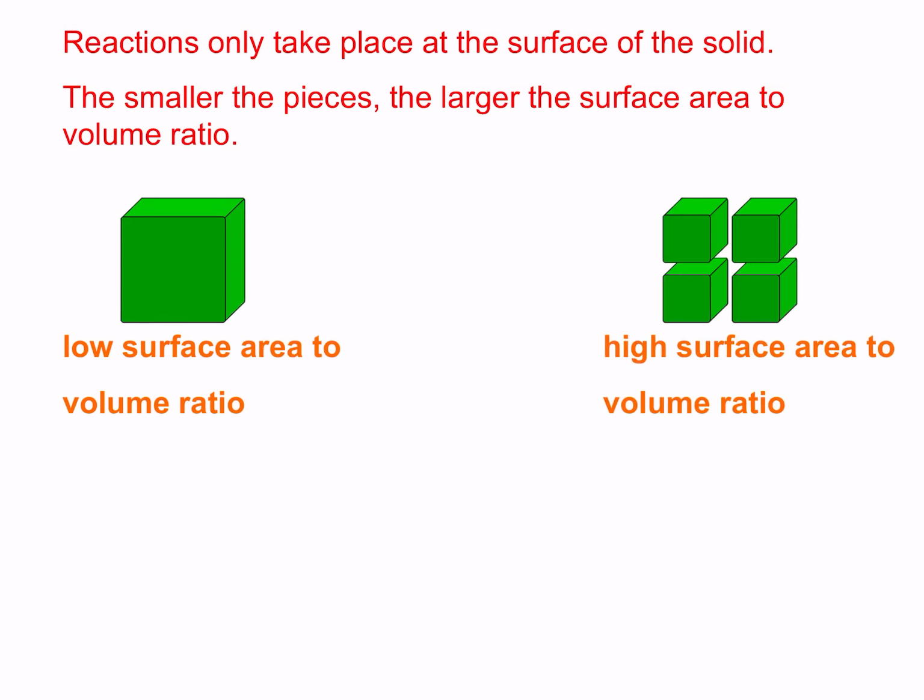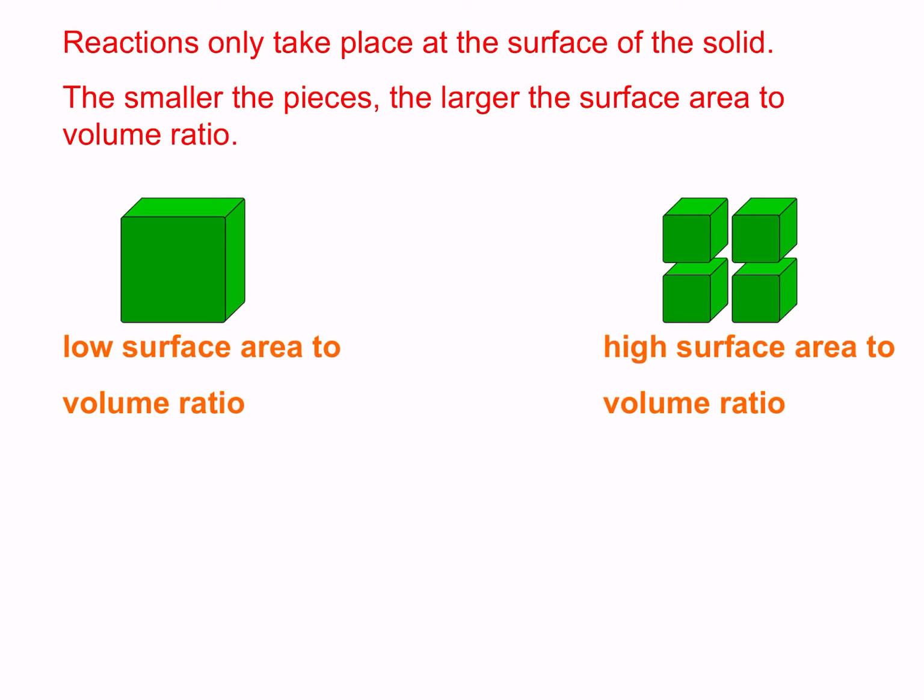Now these two diagrams, you can simplify them if you want, but I think they're good diagrams to draw. On the left, we've got one large cube. It's got a low surface area to volume ratio. On the right, we've got the same cube, but we've crushed it up, we've made it into smaller pieces. It's now got a higher surface area to volume ratio. And we're going to get asked questions about why they would react differently. Which one of these two would you think would react faster? That's right, it's the one on the right with a high surface area to volume ratio.